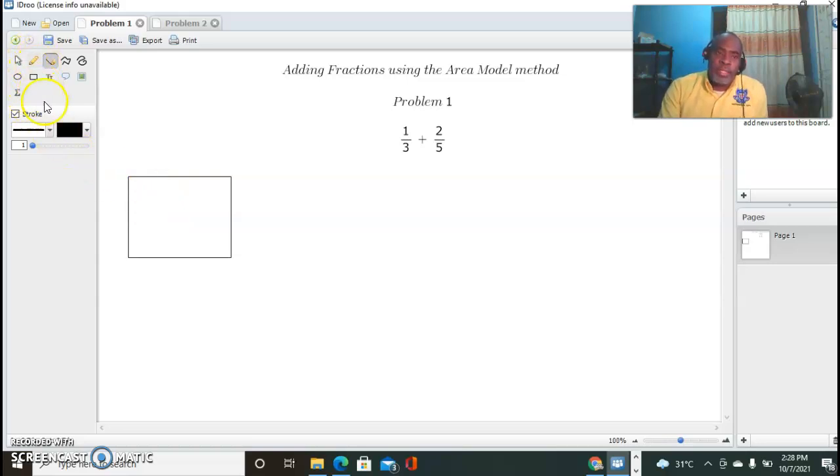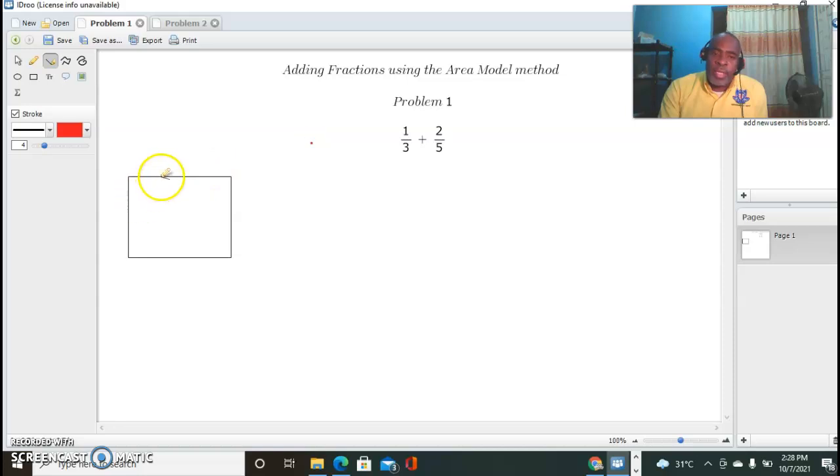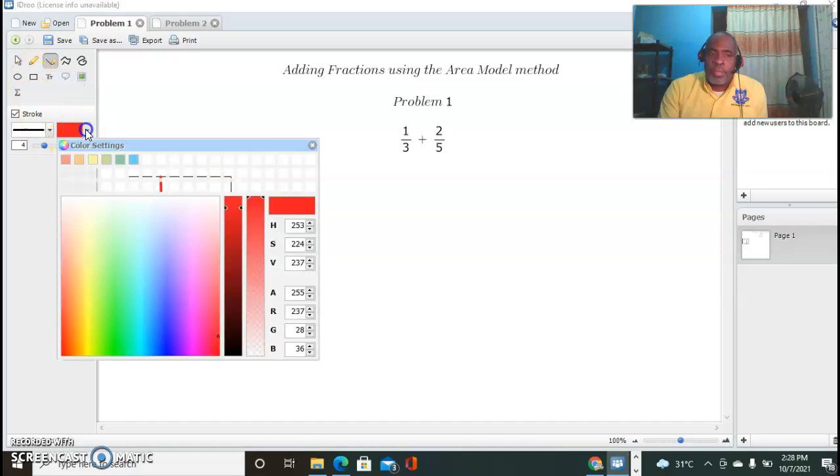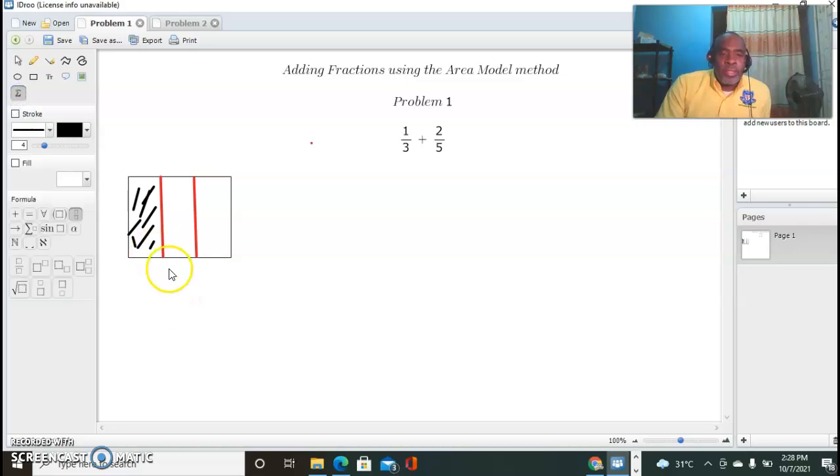So I'm going to divide it. Let me give it a color. I'm going to use red first, and then I'm going to divide it into 3 parts. So 1, 2. So now I have 3. Good. Now I'm going to shade 1/3 of it. Let me change my color to black. I'm going to shade 1/3. You can put as many lines as you choose, right? So that is 1/3. Let me label it. So that is 1/3.